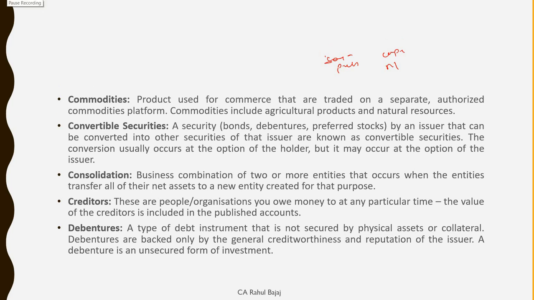Convertible securities: a security, bond, debenture, or preference stock issued by an issuer that can be converted into other securities of the issuer is known as a convertible security. So if a company issues a bond and after 10 years it gets converted into equity, that becomes a convertible security.